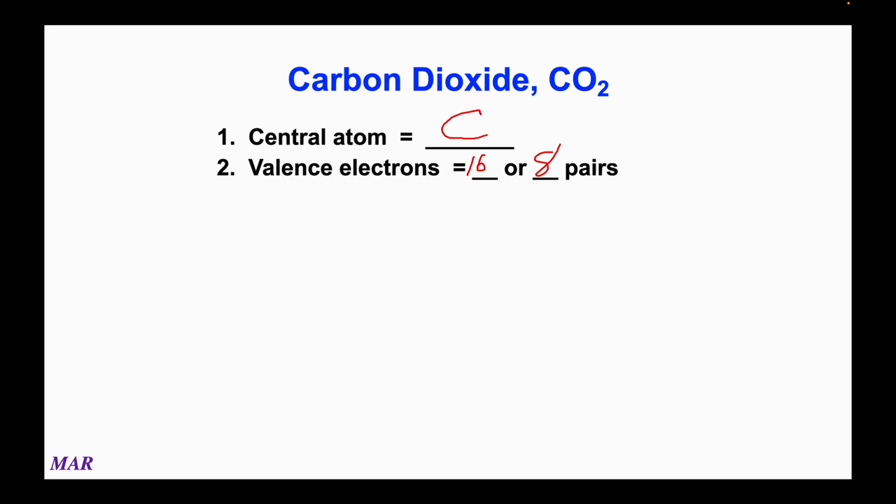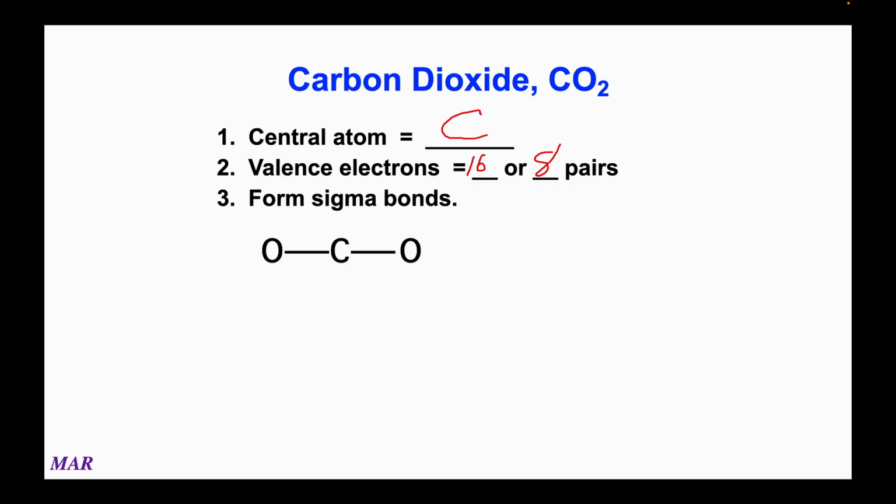The next step, we want to put the central atom in the middle and the outer atoms on the outside. We're going to put the oxygens on the outside, connect them to the carbon through a sigma bond or a single bond. Now that's 2 of our pairs we've used up. We have 8 pairs total, and we just drew 2 pairs making those connections to the carbon. So we have 6 pairs of electrons left.